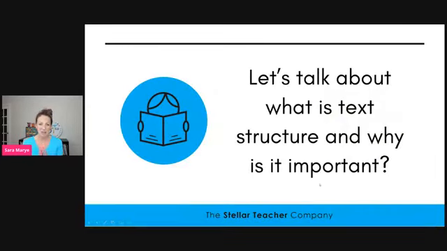So today I want to talk specifically about nonfiction text structure and why it's so important. I'm going to spend a little bit of time talking about why this is such an important concept to teach our students and how it connects to so many other comprehension skills. And then I have 6 different tips that I want to share with you on how you can teach it and things that you want to keep in mind when you're teaching that to your students.